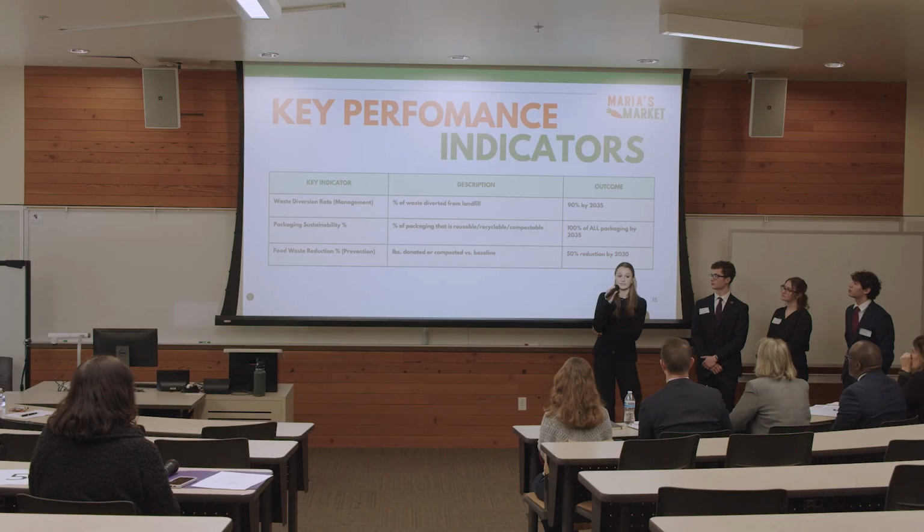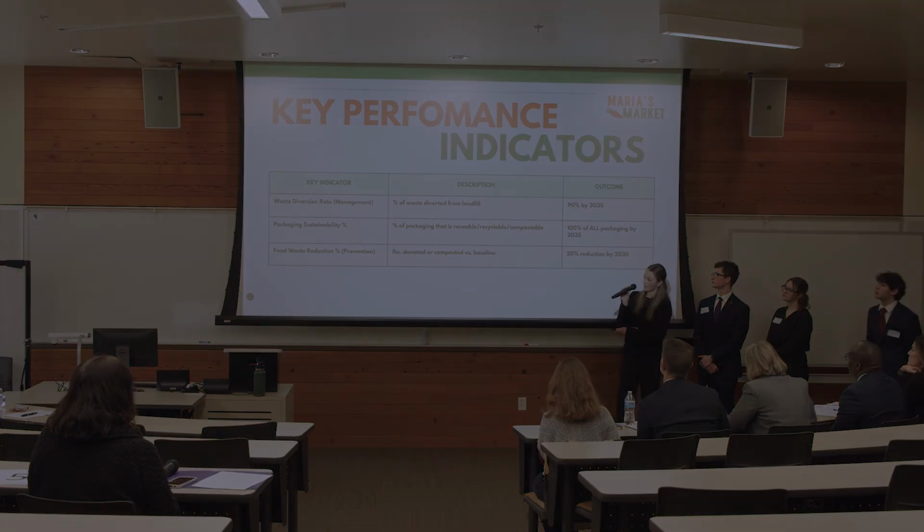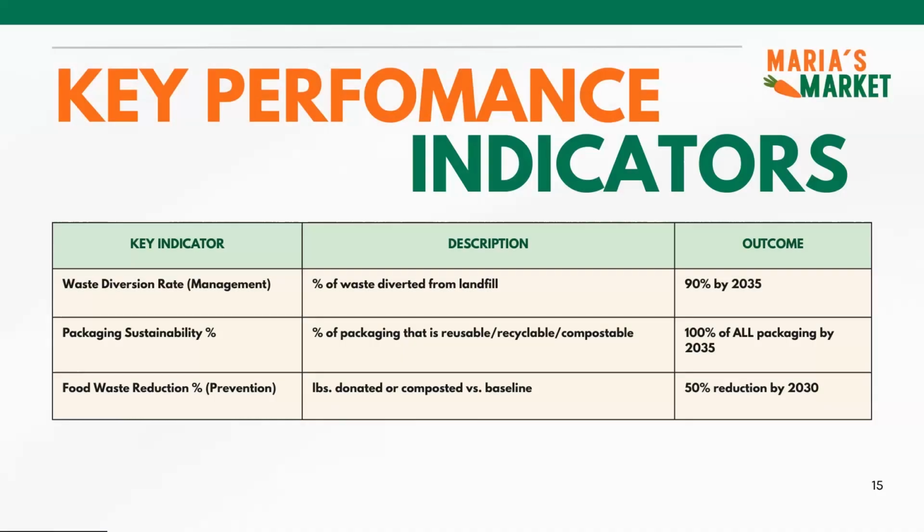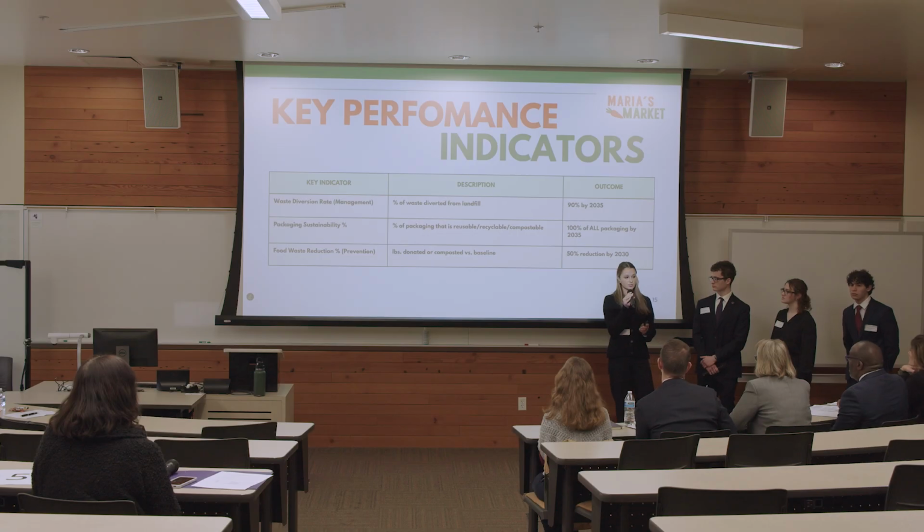Now, some key performance indicators would be our waste reduction rate, our packaging sustainability percentage, and our food waste reduction. Our outcomes with this would be a 90% reduction by 2035, 100% of all private brand packaging by 2035, and a 50% reduction in waste by 2030. Thank you. I'll now pass it on to Javen for the second initiative.